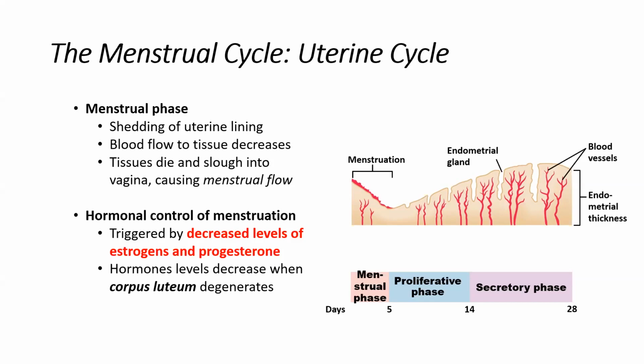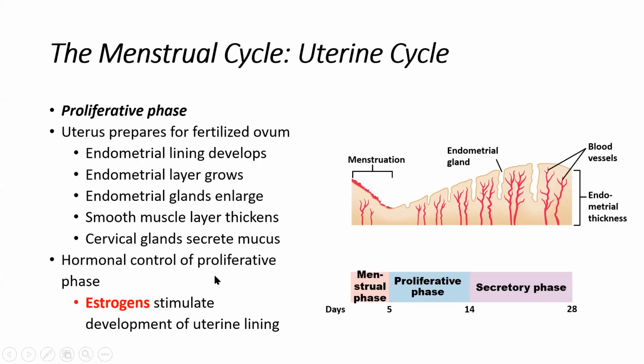Obviously, if we don't have implantation, we don't have the sustaining of the corpus luteum, and so there's no takeover of the hormone production, so those hormone levels drop, and then menstruation is triggered. This is when the corpus luteum degenerates.